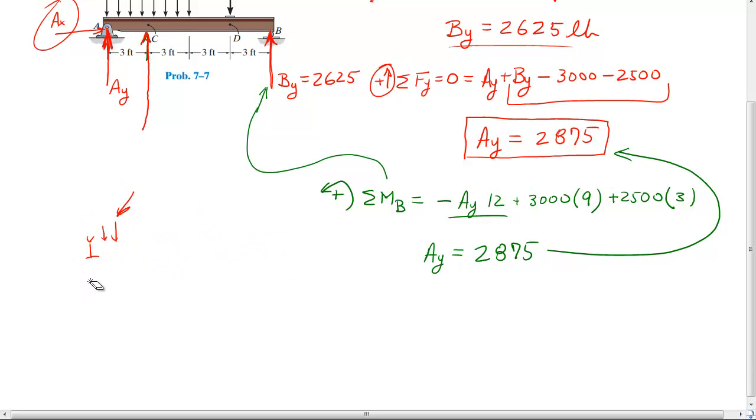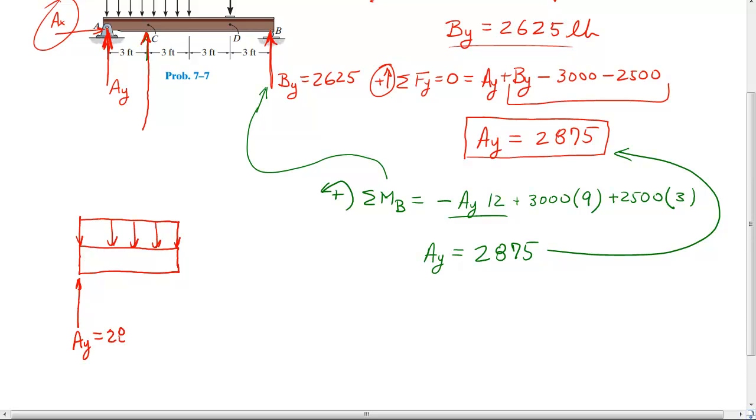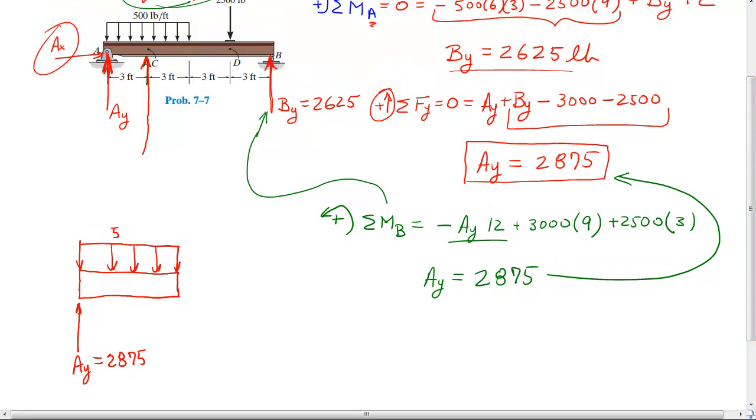And I'm going to redraw it to make it look nicer, since now I know what I'm doing and why. What you see is a beam with a distributed load here. You see AY, which is equal to 2875. You see this 500 pounds per running foot here. But guess what? C is right here, and this is only 3 foot.